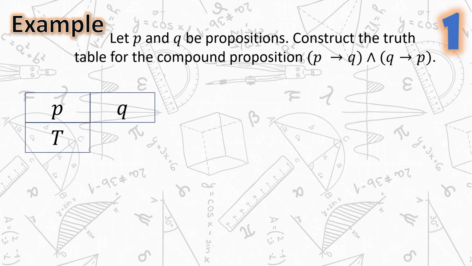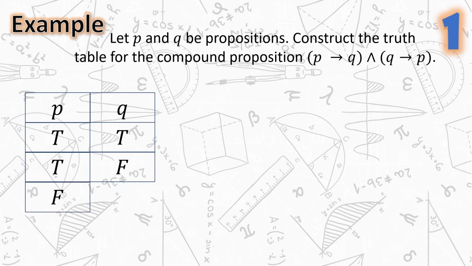That is, P is true and Q is true on the first row. Second combination, P is true and Q is false. The third one, P is false and Q is true. The last row will have both P and Q as false.